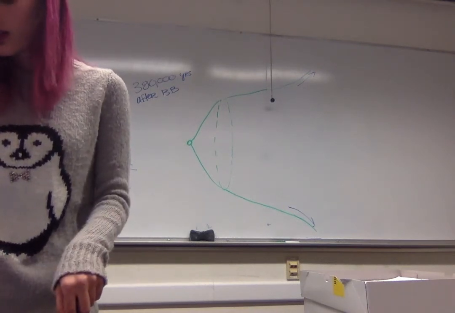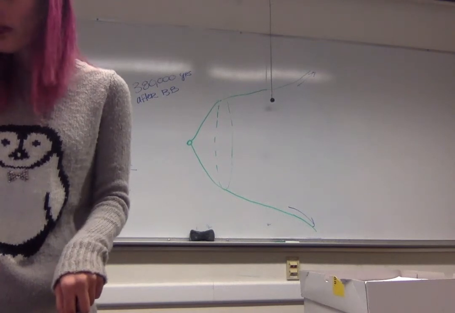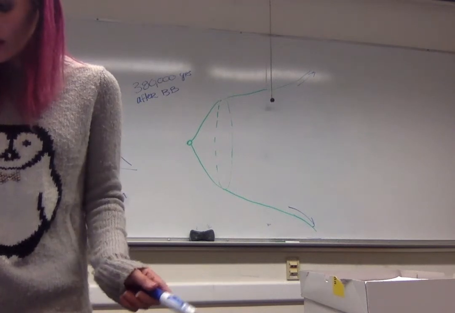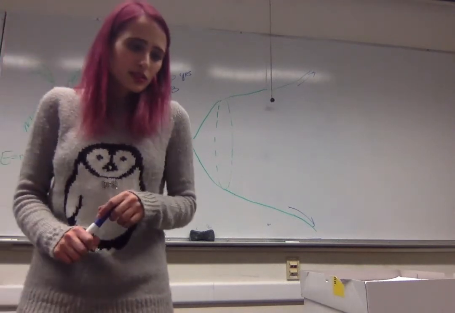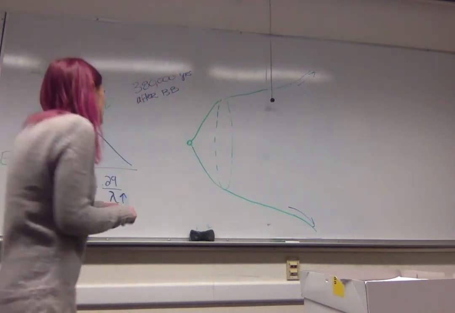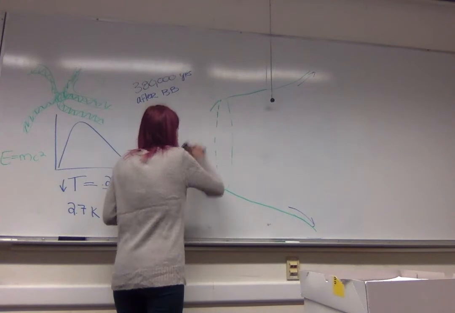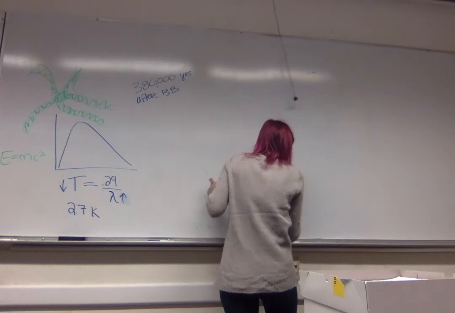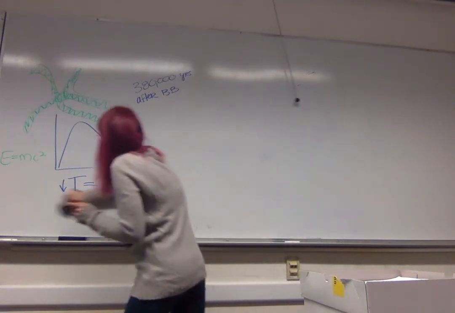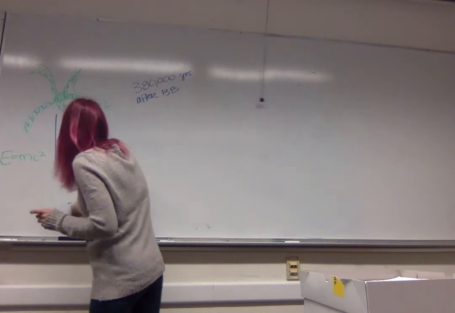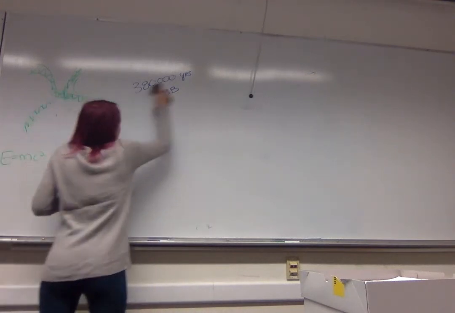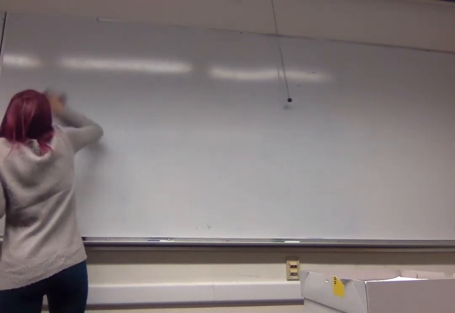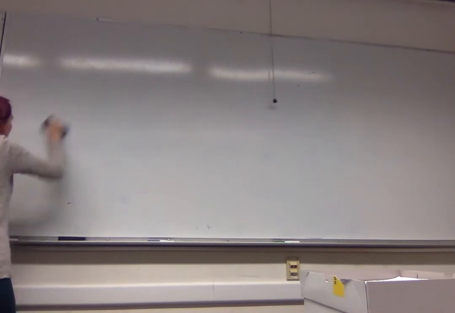Okay, so we first learned that dark matter existed from galaxy rotation curves. We measured how fast the stars in our galaxy were moving, and we saw something weird. The stars that were really far away from the center of the galaxy were moving a lot faster than we thought they should be. So this is distance, and this is speed.